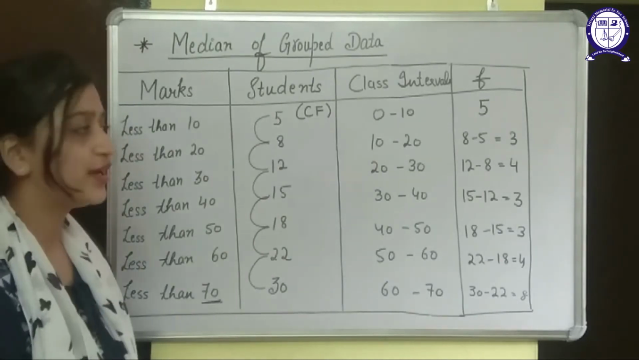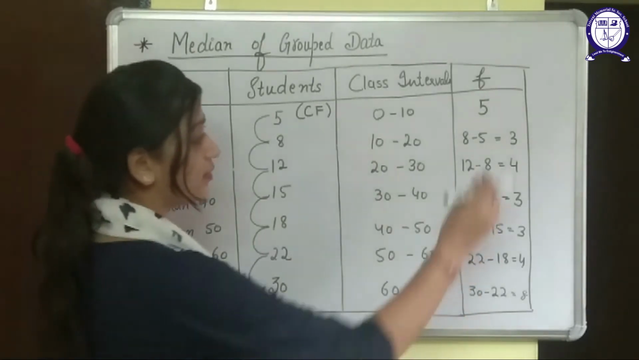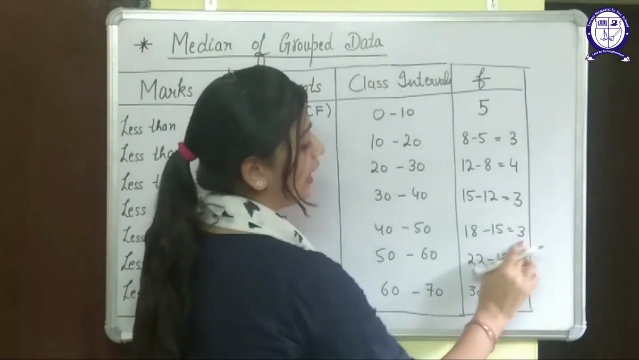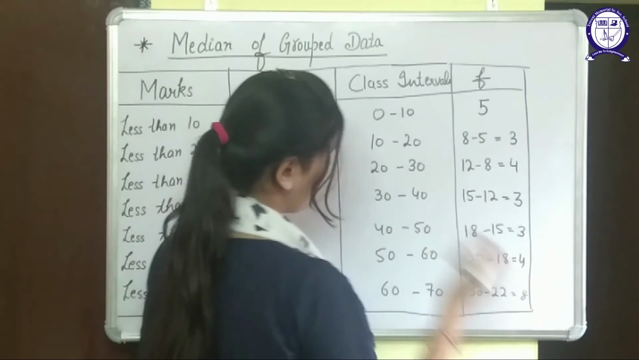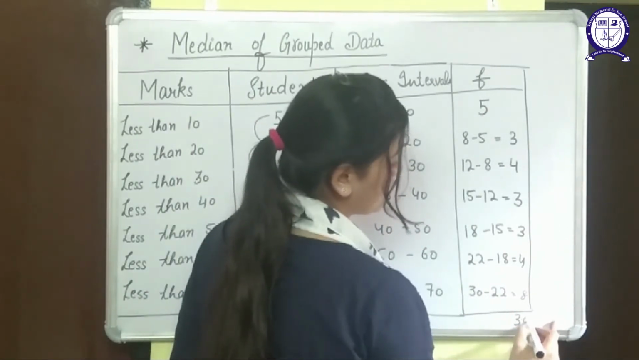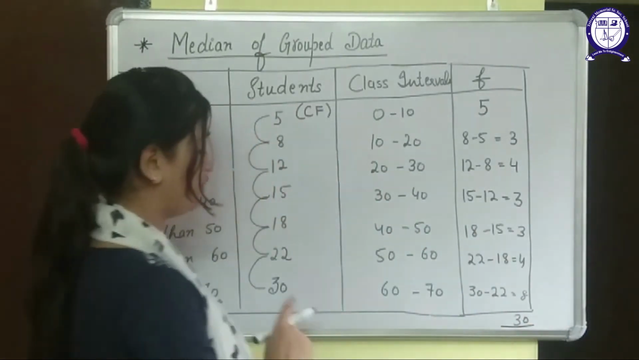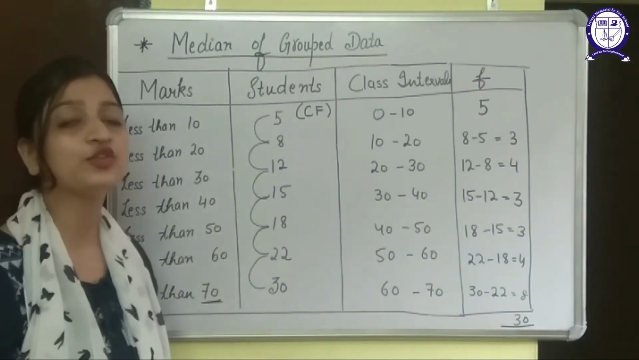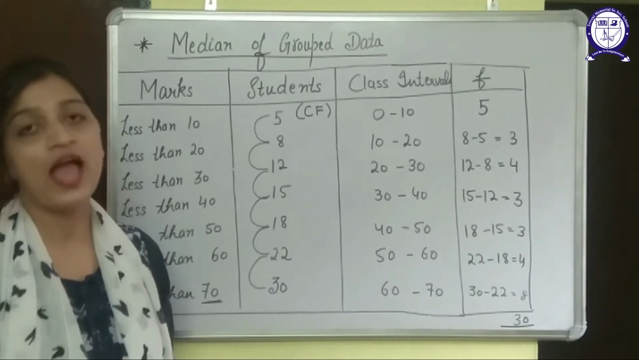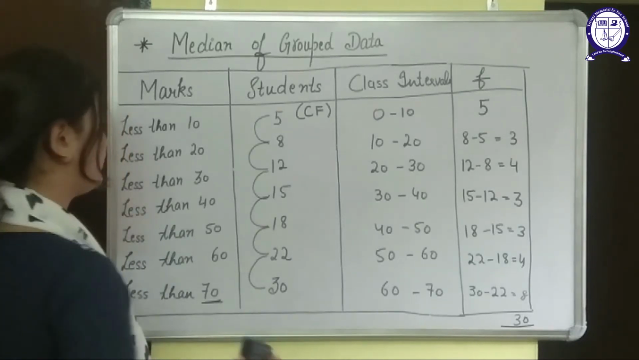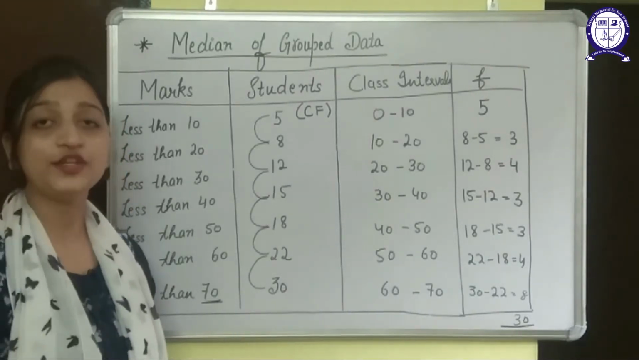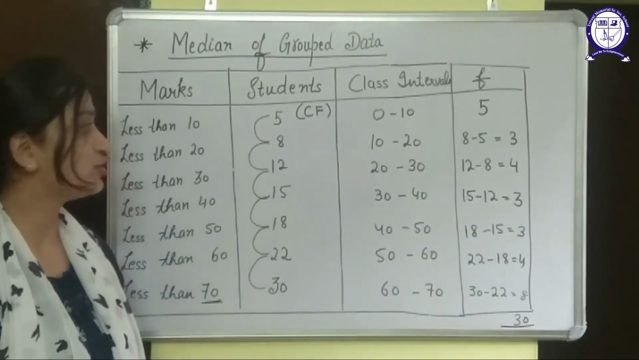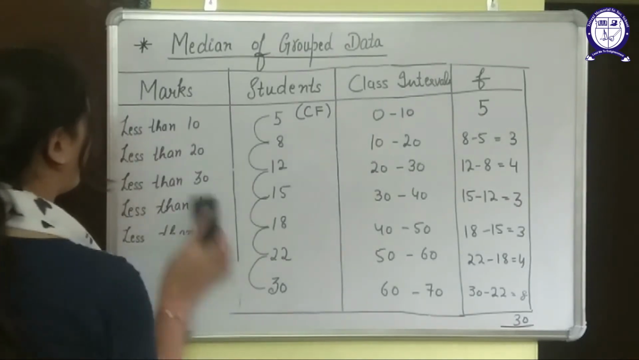I have subtracted them. And then total them: 5, 3, 4, 3, 3, 4 and 8, that is 30. The sum of frequency should be equal to this last term of cumulative frequency. Then we need to find the median, and to find that we have a formula. So let's apply that formula.